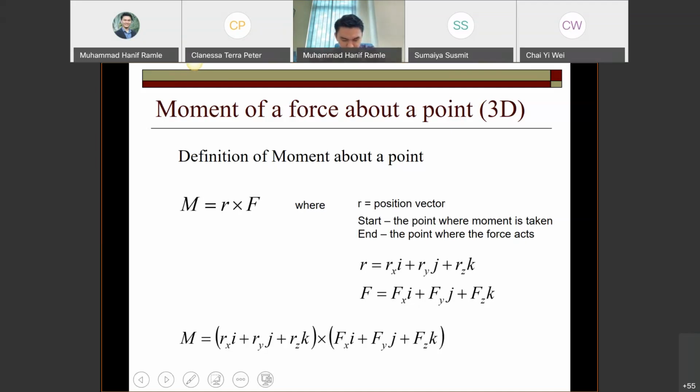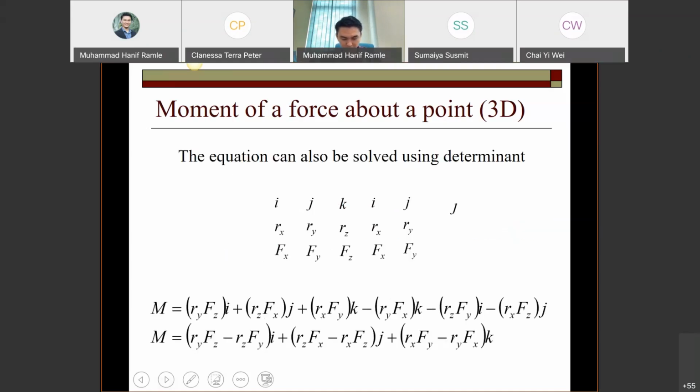So, let's continue for lecture 5, which is moment in 3D. Let's recap what you have learned last week. It is regarding the moment in 3D. You learned this equation last week, where M equals r cross F. We are using the cross product to get the moment.